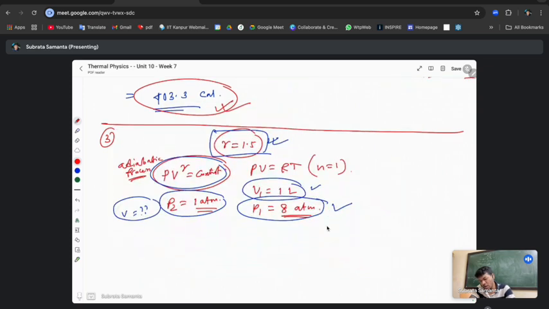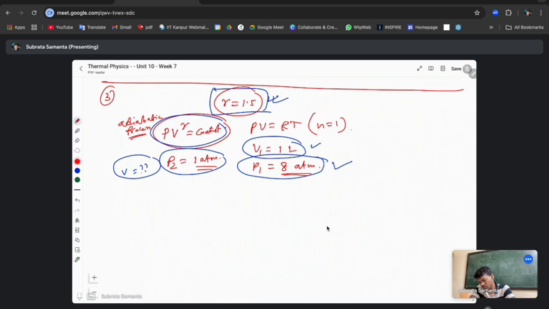Yes, so now I have to calculate V2. So here I have to calculate V2. That means they follow the adiabatic expansion. So P1 V1 to the power gamma equals P2 V2 to the power gamma, right?